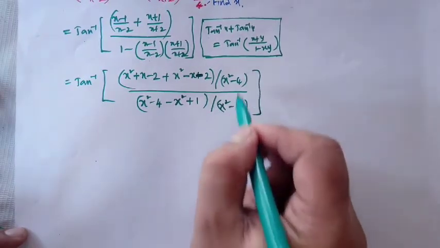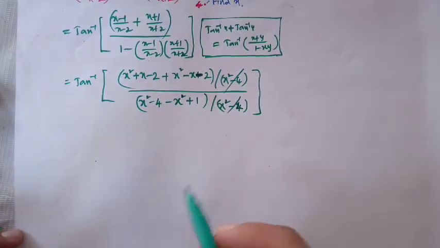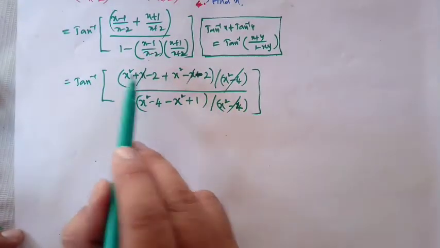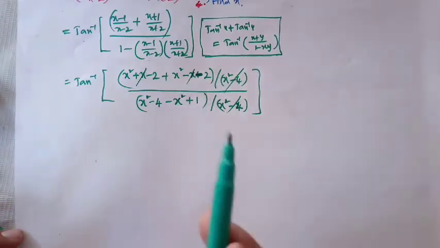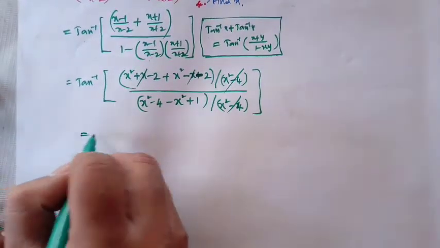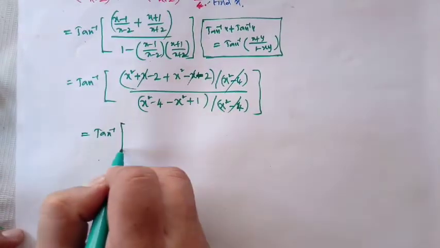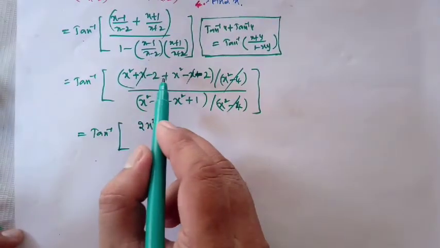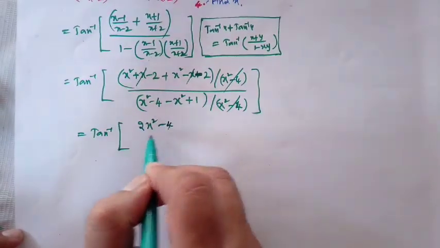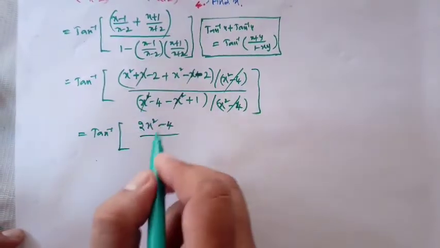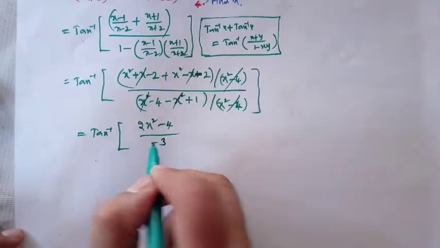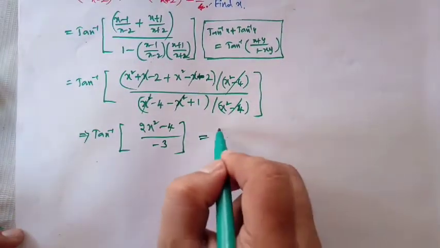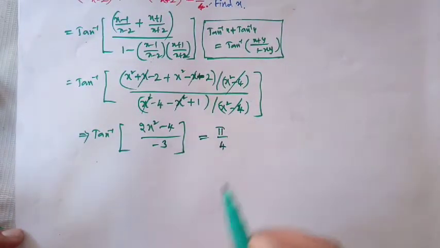X square minus 4 both can be cancelled. Keep this, plus x and minus x get cancelled. X square plus x square is 2x square, minus 2 minus 2. So tan inverse of 2x square minus 4 by x square, and x square gets cancelled, minus 4 plus 1 is minus 3. This value is already given as pi by 4.